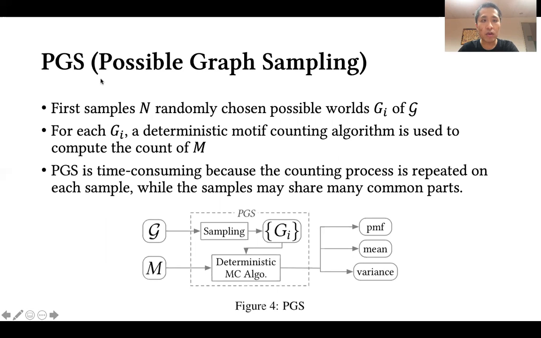The first algorithm is the possible graph sampling. We first randomly sample possible worlds from the uncertain graph, and for each possible world, a deterministic motif counting algorithm is used to compute the motif counts. Then we aggregate the motif counts on the n samples to get the PMF, mean and variance. The PGS can still be time consuming because the motif counting process is repeated on each sample, while the samples may share some common parts.